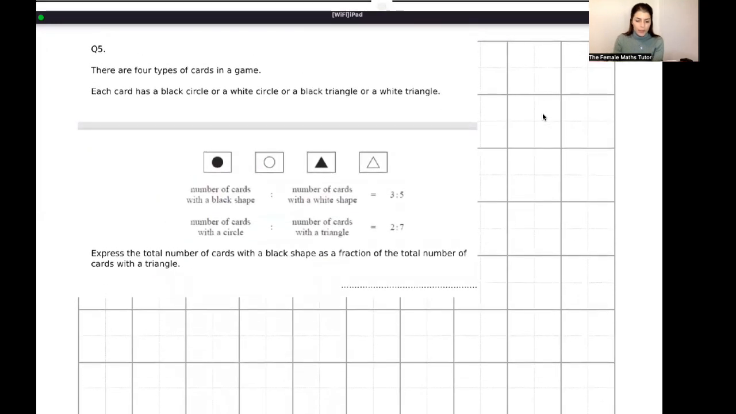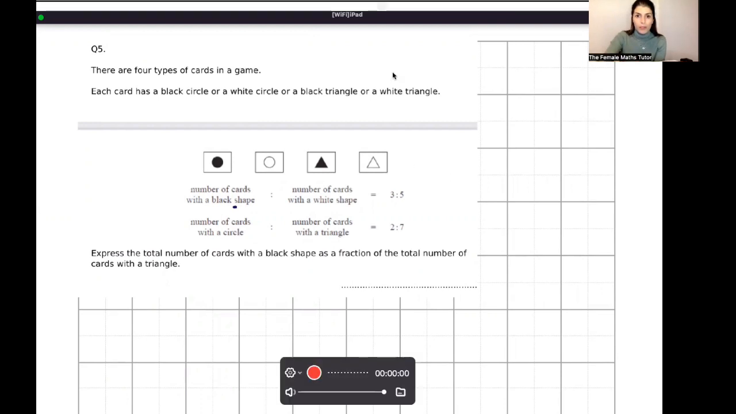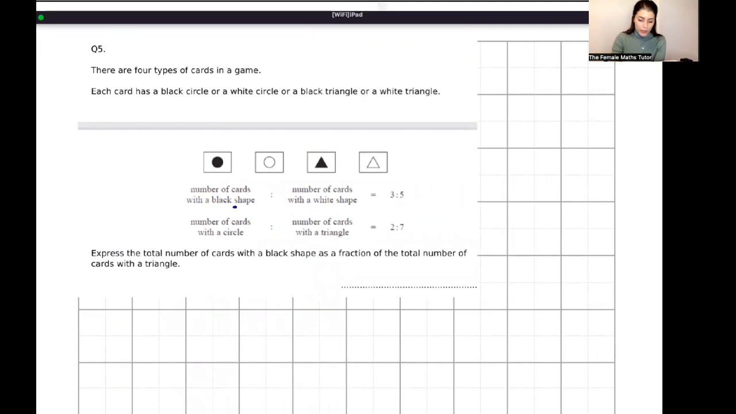Okay, so there are 4 types of cards in a game. Each card has a black circle or a white circle or a black triangle or a white triangle. So you've got here pictures of the cards, and then you've got some ratios. The number of cards with a black shape to the number of cards with a white shape is 3 to 5. The number of cards with a circle to the number of cards with a triangle is 2 to 7.